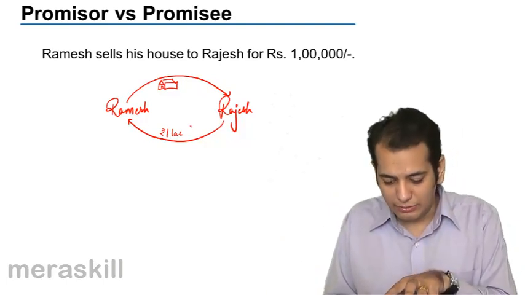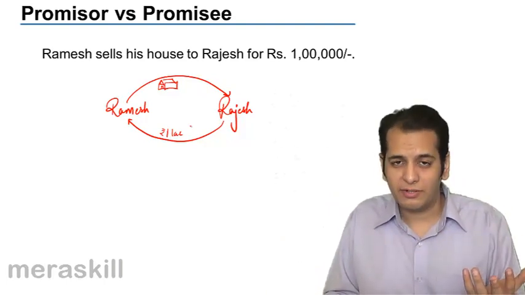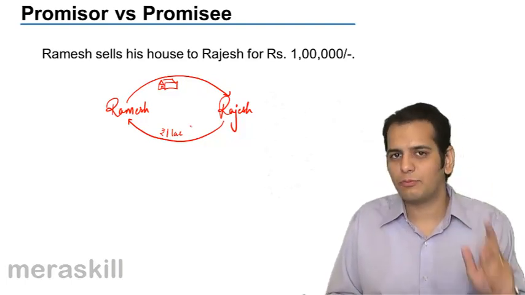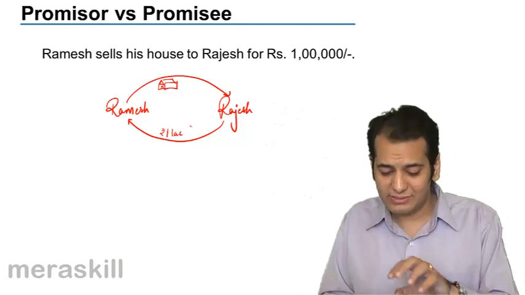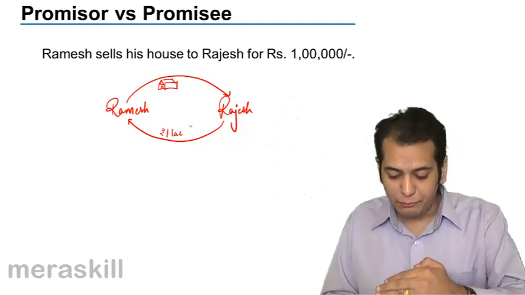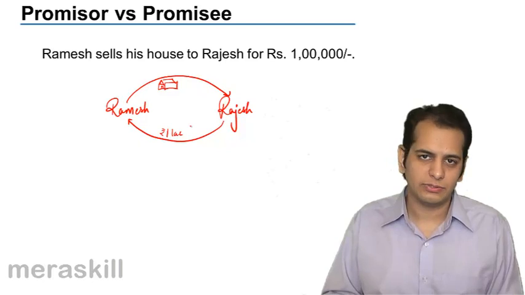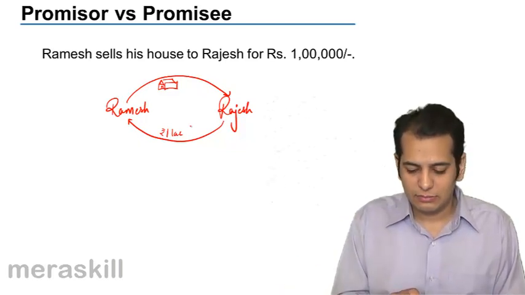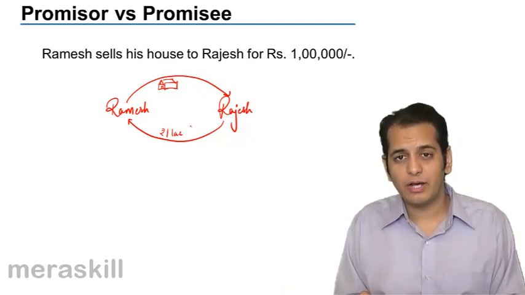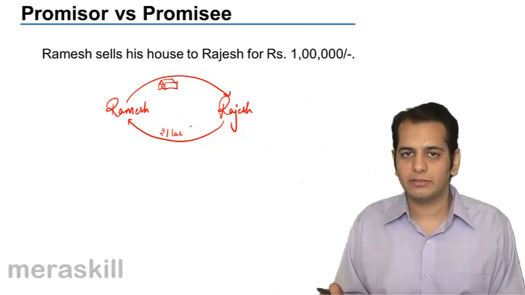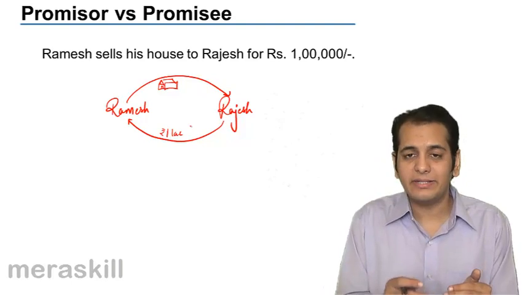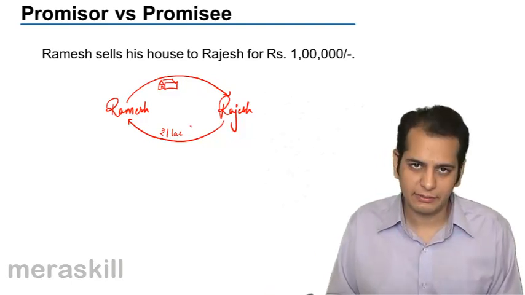Now these two parties who make a contract, who of them is the promisor and who of them is the promisee? To understand this, we have to break this contract into two parts. Now the two parts are giving of the house and giving of the money. When the house is transferred, that is our first leg. When the money is paid, it is our second leg.